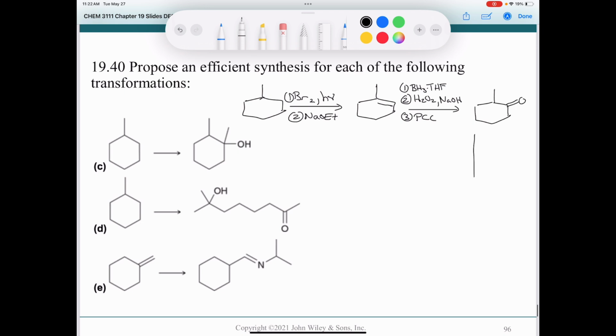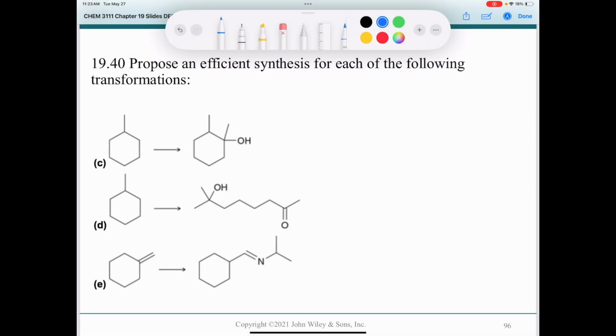And then the last 2 steps are just going to be methyl magnesium bromide followed by aqueous acid. And that is going to give us our tertiary alcohol that we're looking for. So this would be 1,2-dimethylcyclohexanol. All right, in D, we're starting out with 7 carbons and we're ending up with 9 carbons.